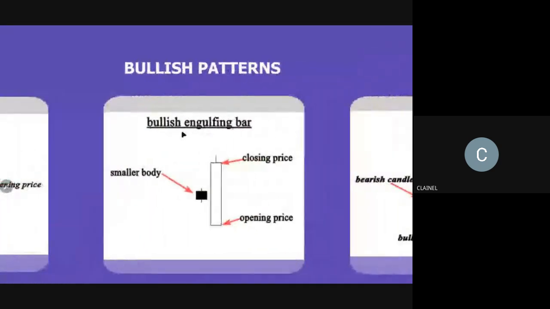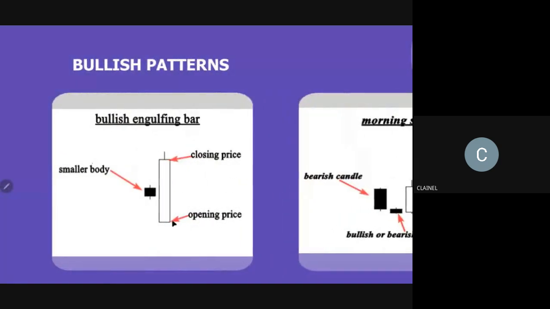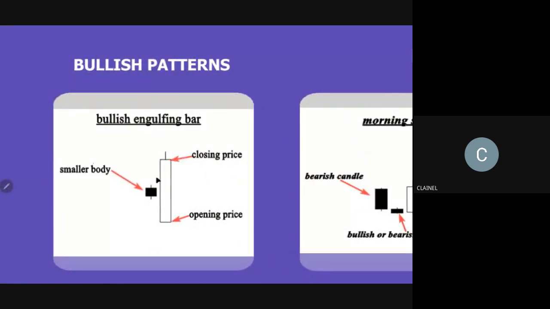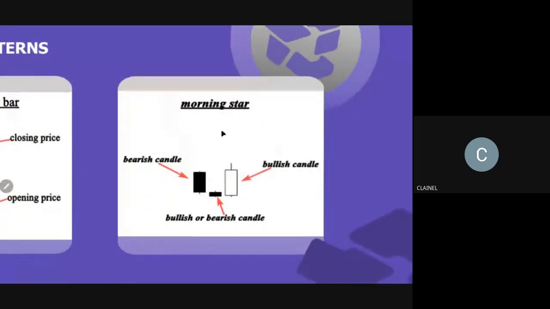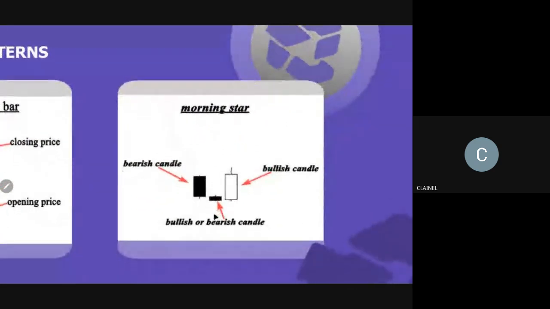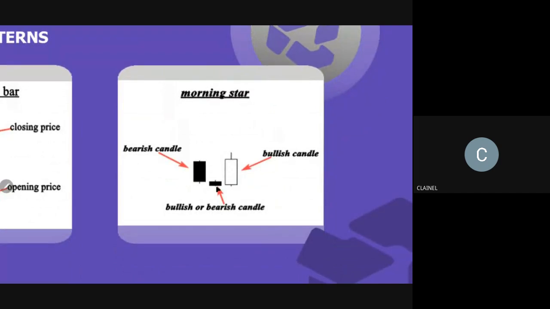We have the bullish engulfing. This bullish candlestick completely engulfed, completely wrapped this bearish candlestick. And we have the morning star. This candlestick right in the middle can be indecisive, but the next candlestick should close above it, and this bullish candlestick should close above this bearish candlestick by 50% of the body of the candle.